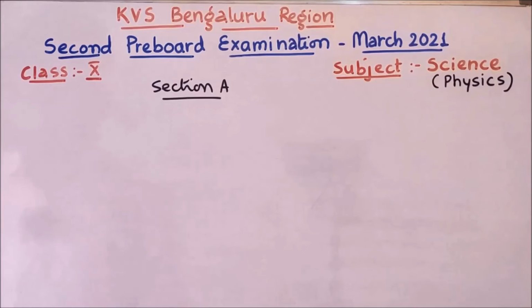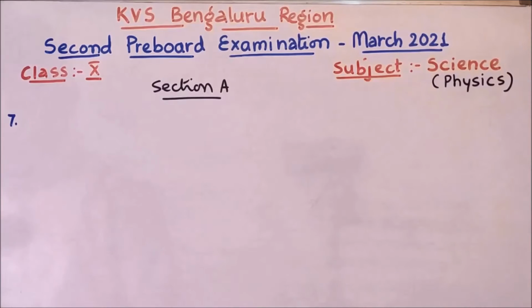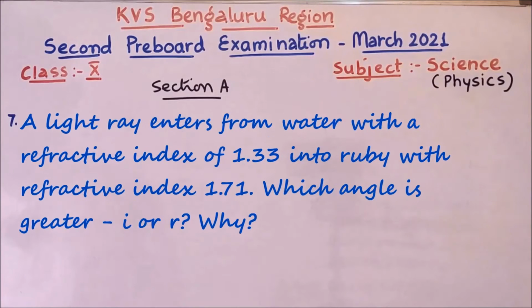The next question is question number 7 in the question paper. Let me read the question. A light ray enters from water with a refractive index of 1.33 into ruby with refractive index 1.71. Which angle is greater, i or r? So i indicates angle of incidence and r indicates angle of refraction, and it is also asking the reason why.